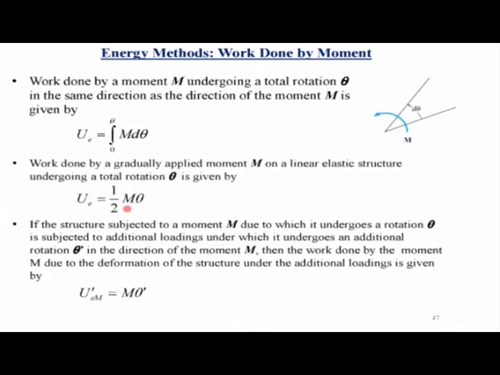Now similarly, in this case, if you have a system which has been subjected to a moment M and it has undergone a rotation theta dash, and that system or structure is subjected to an additional moment of amount M dash due to which it undergoes an additional rotation theta dash, then the work done by the previously applied moment to undergo that additional deformation of theta dash will be given by, instead of half M and theta dash, M into theta dash. So again, this concept will also be used in the principle of virtual work when we have to calculate rotation of structures.